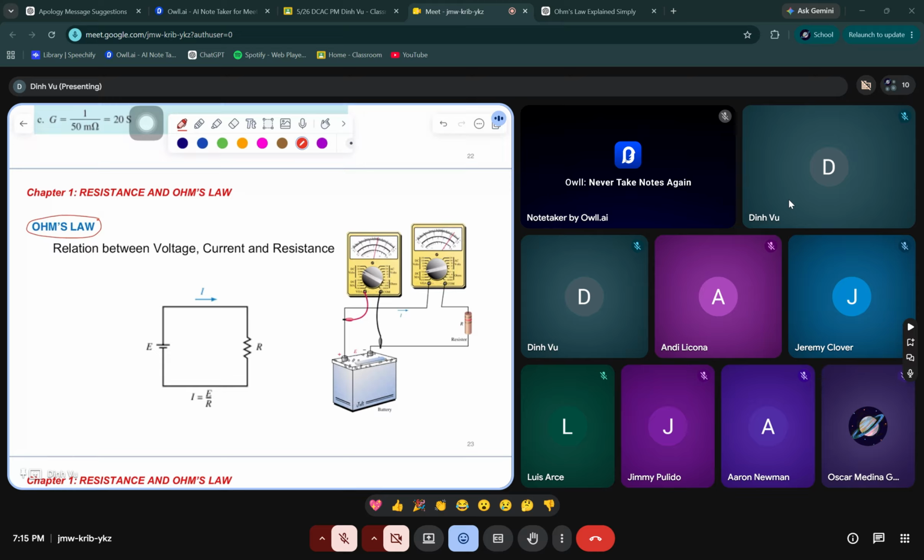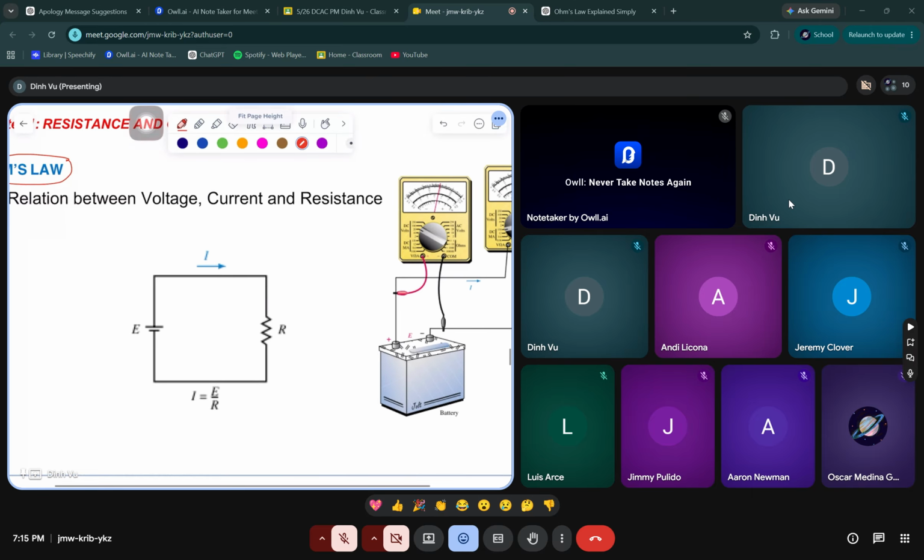Ohm's law is the first and very basic law of electrical circuits. Now we consider one resistor R, and we connect a source. The voltage of the source is E. We apply this source on this resistor R.